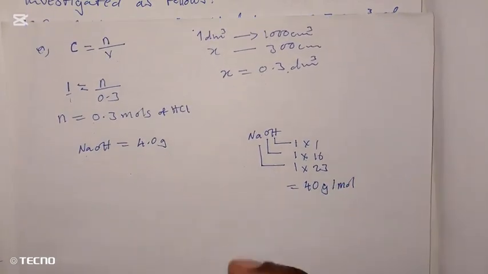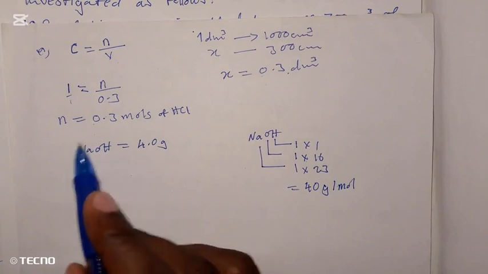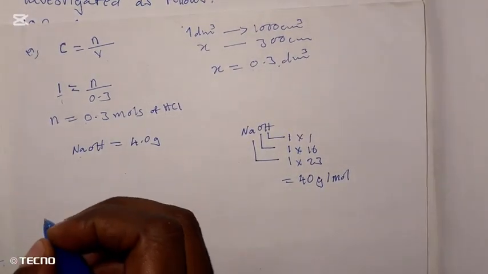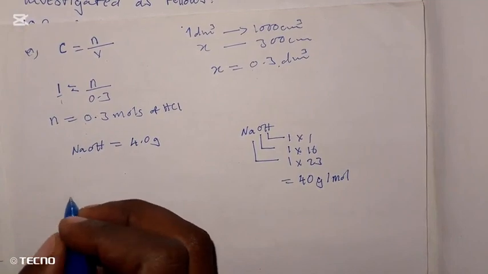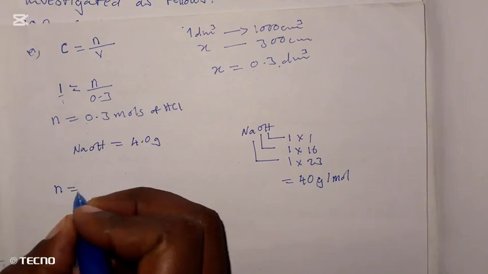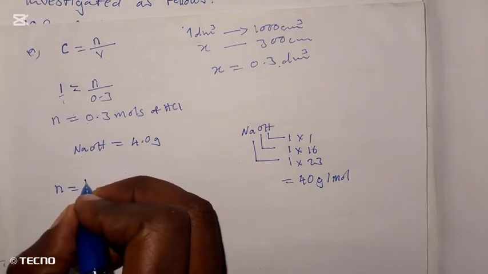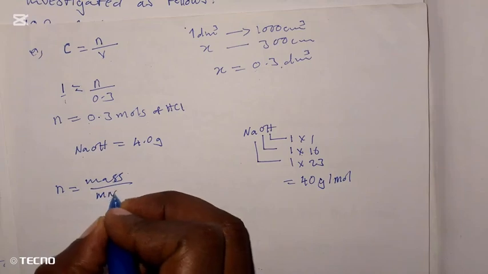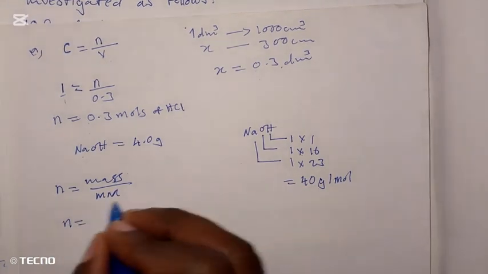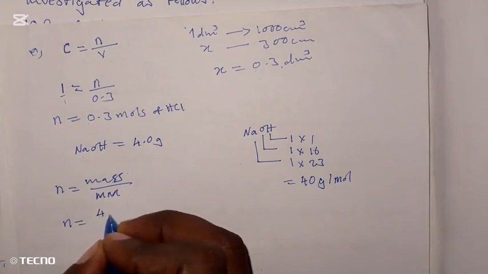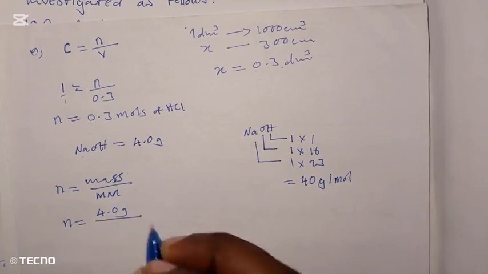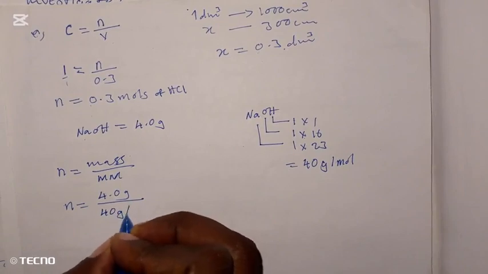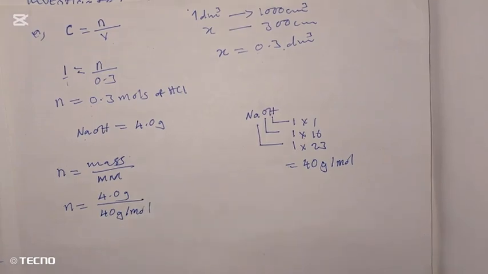Then having this, we can calculate the moles of this sodium hydroxide. So to calculate the moles of sodium hydroxide, we'll say n is equal to mass over molar mass. Okay, so n is equal to 4.0 gram over 40 gram per mole. Okay, this is what we have.